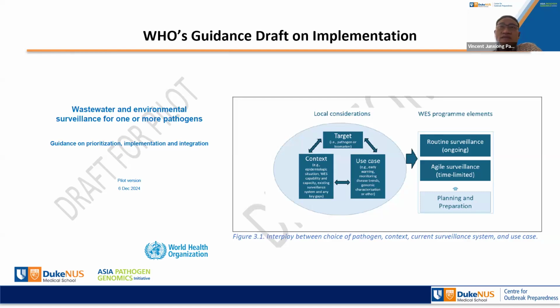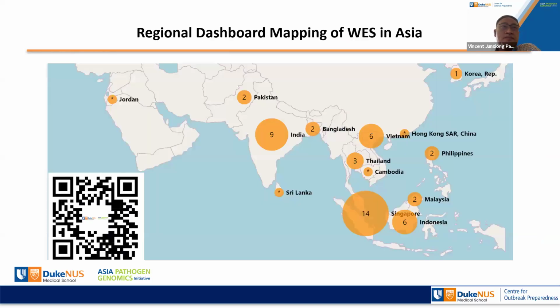And in terms of wastewater surveillance program elements, they have recommended it could be done either on a routine basis or a more targeted, time-limited basis, which is known as an agile surveillance approach, depending on the resources available.